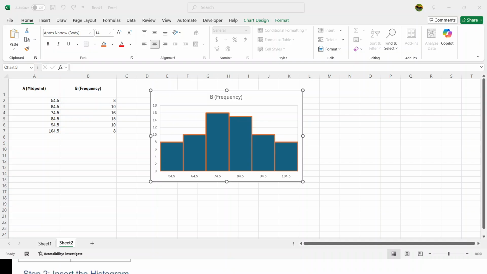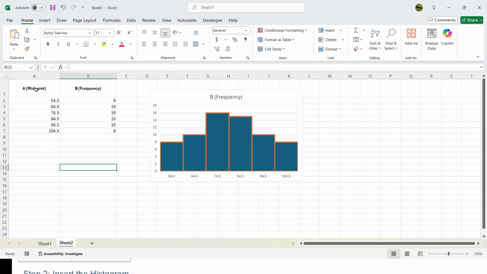How am I arriving at the midpoints? I take the upper and the lower and then divide by 2 so that I can get the midpoints. So once you get the midpoints, how did I come up with this histogram?